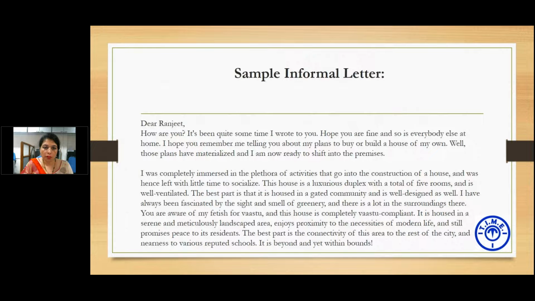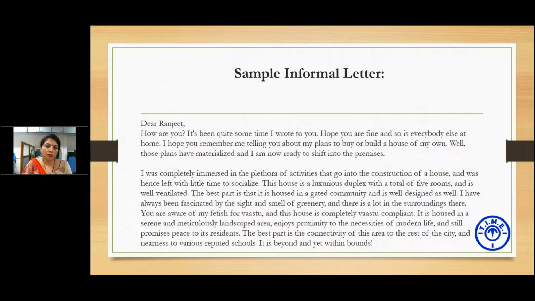It's been quite some time since I wrote to you. Hope you are fine and so is everybody else at home. I hope you remember me telling you about my plans to buy or build a house of my own. Well, those plans have materialized and I am now ready to shift into the premises.